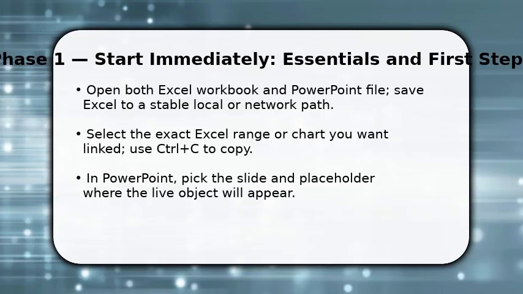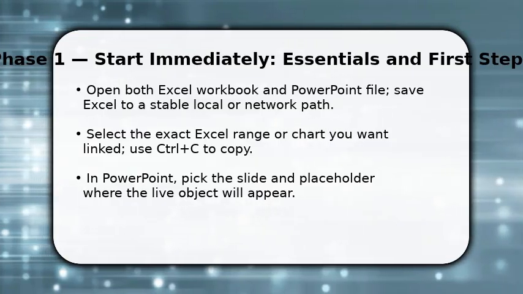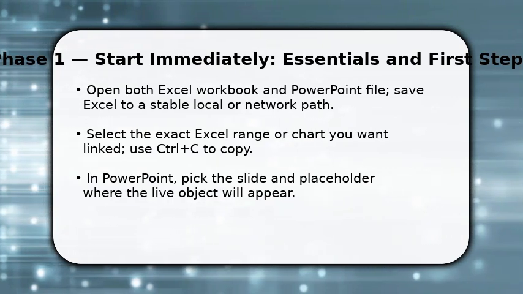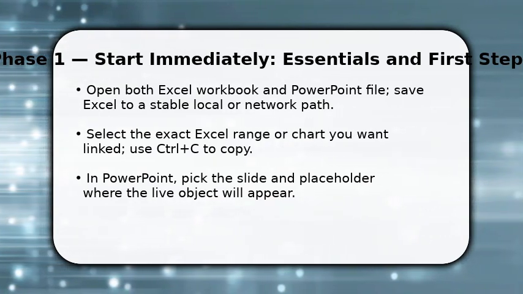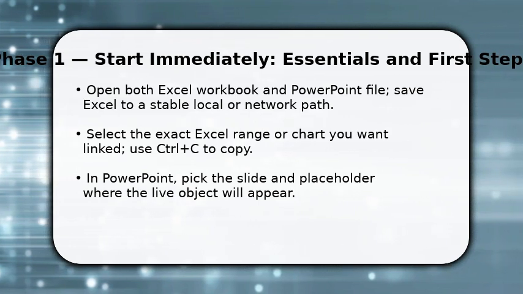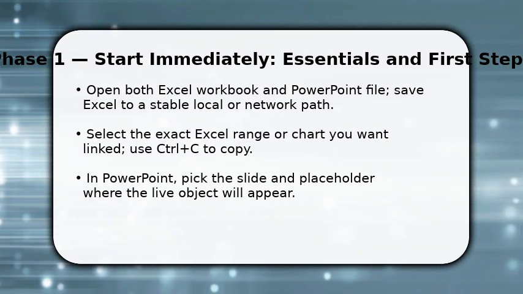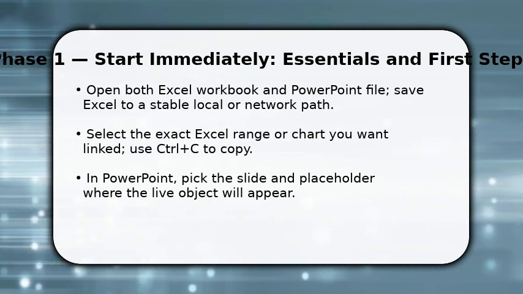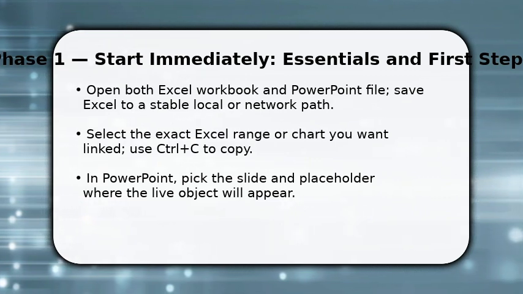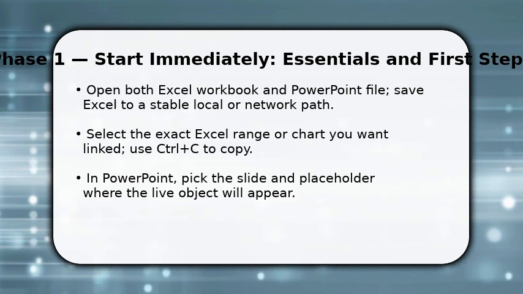Enjoy the video. You begin by preparing both files. Open the Excel workbook and save it to a stable location so the link has a fixed path. Next, in Excel, select the precise cell range or chart you want to keep live and press Ctrl+C to copy. Then switch to PowerPoint and choose the slide and placeholder where the object should live.